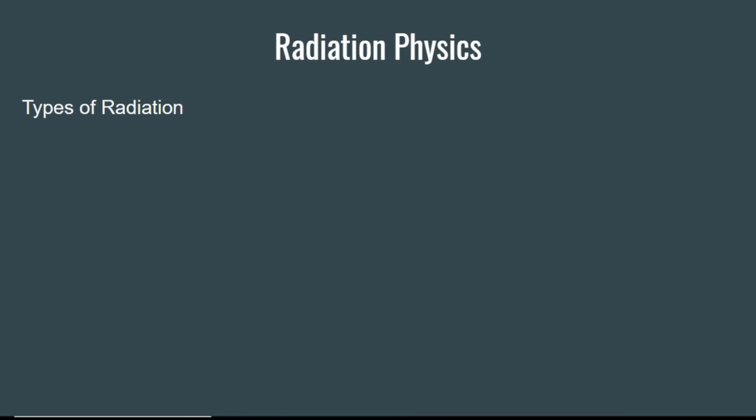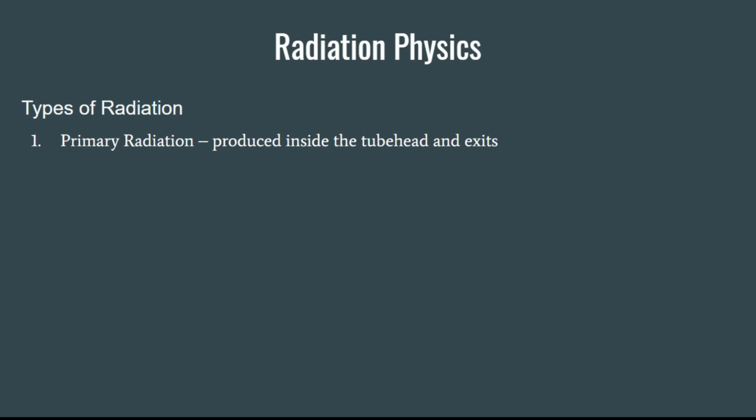The first type of radiation is known as primary radiation. This is produced inside the tube head and exits through the tube head. It's also known as the primary beam or the useful beam.